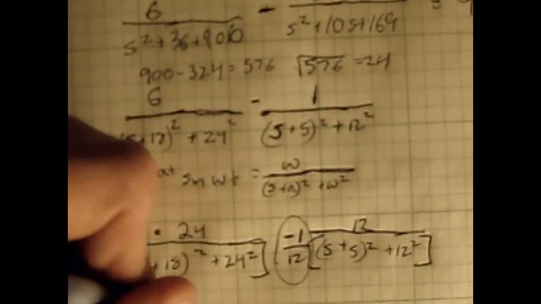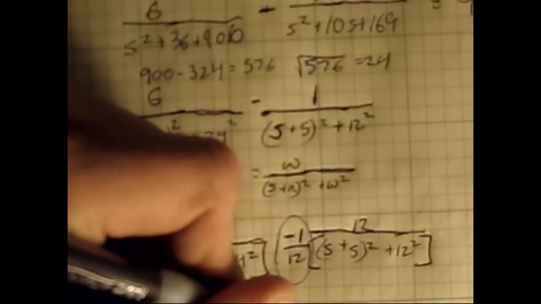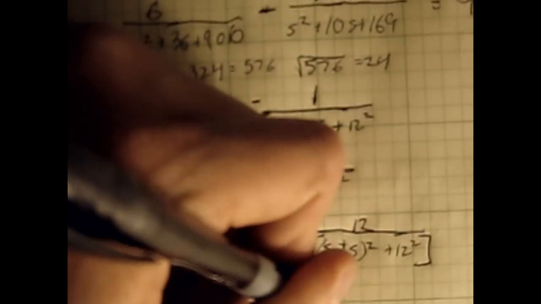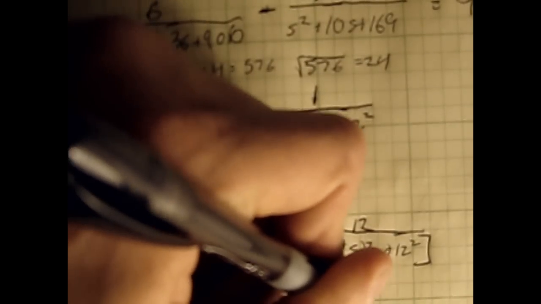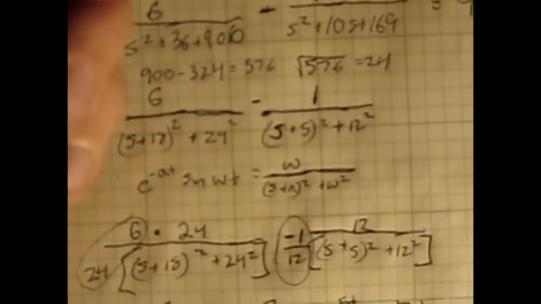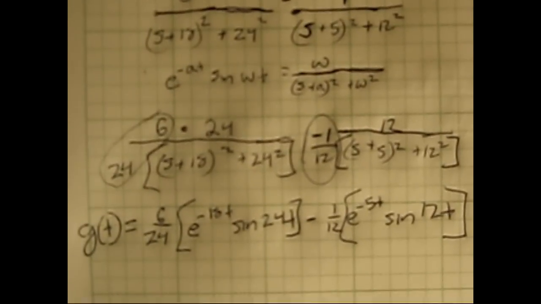So it's just equal to e to the negative 18t times the sine of 24t minus 1/12 e to the negative 5t times sine of 12t. There we go. It looks like that is everything. We have successfully converted it to the time domain from the frequency domain. So that is how you go about converting it over to a time domain.